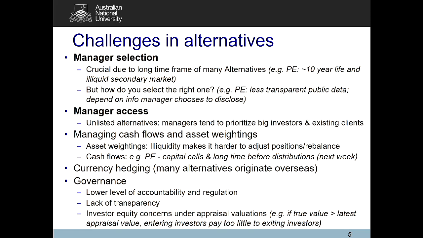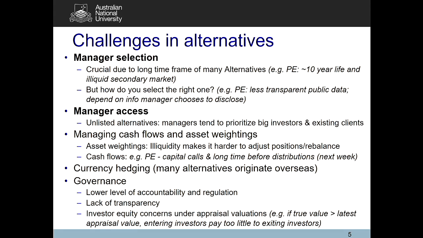And the last one is that if you have an appraisal valued asset, there is this issue of a transfer of wealth between investors when you buy and sell. We call that investor equity concern. So let's say that you've put your money in an unlisted property fund. The last valuation was 9 months ago, and your property fund is doing very well. You want to sell now. The true value has gone up over the last 9 months. But the listed value of this fund is 9 months old. It's lower than the true value.